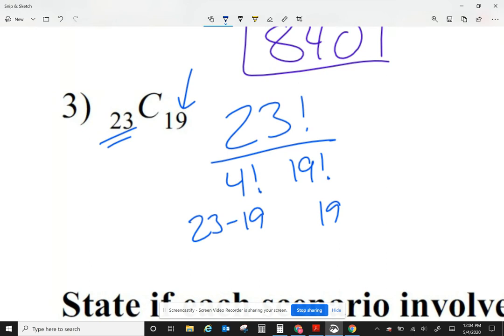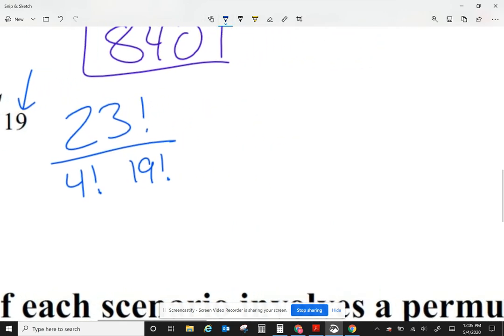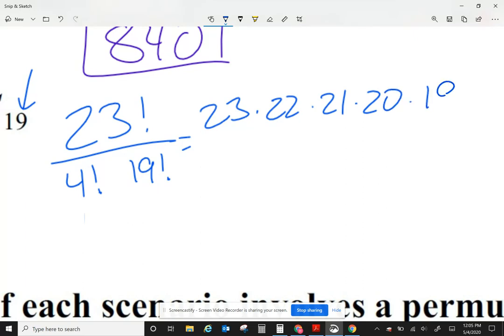All right, so let's see what I have. From the top, I have 23 times 22 times 21 times 20, let's just say times 19 factorial. Remember, 19 factorial stands for 19 times 18 times 17 all the way down. So notice I went 23 times 22, I'm going down: 23 times 22 times 21 times 20 times 19 factorial.